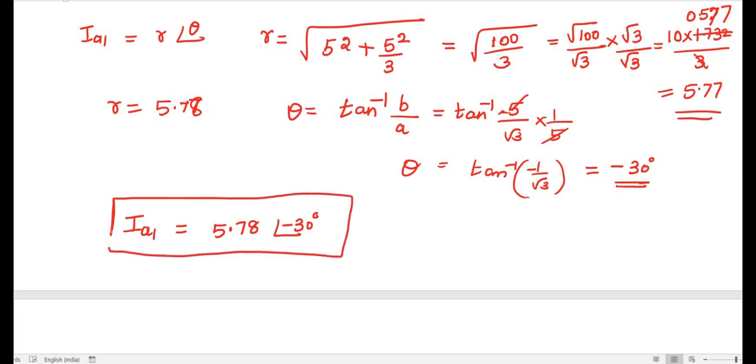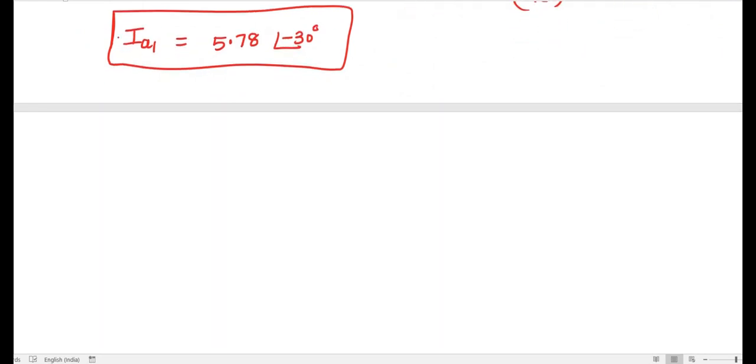Next I am going to find out the negative sequence component. So what is the negative sequence component? The negative sequence component is IA2. That is the negative sequence component. How to find out the negative sequence component?